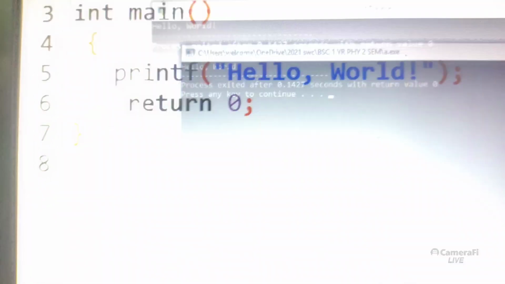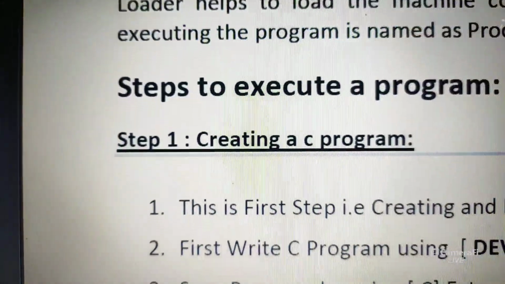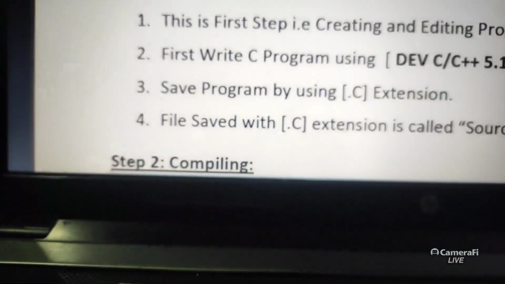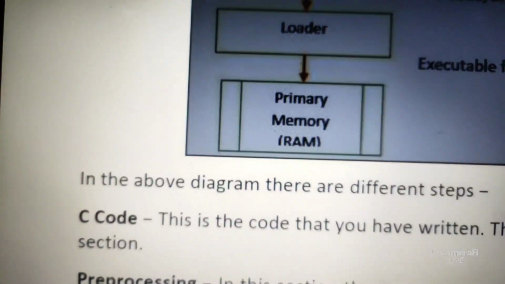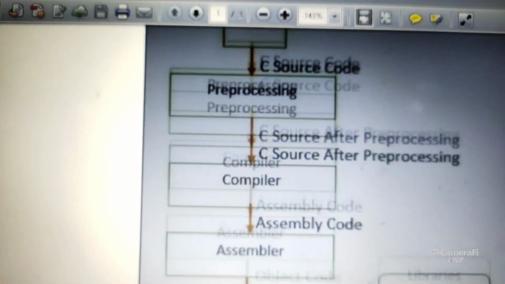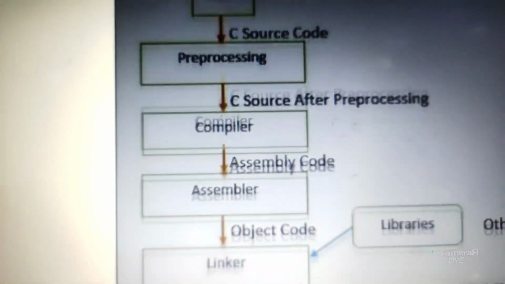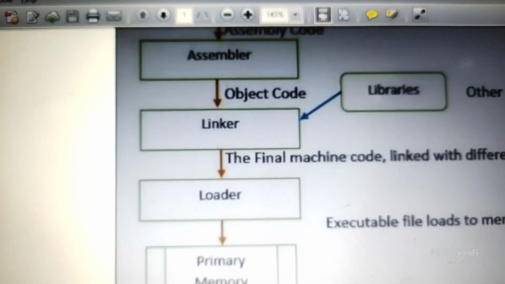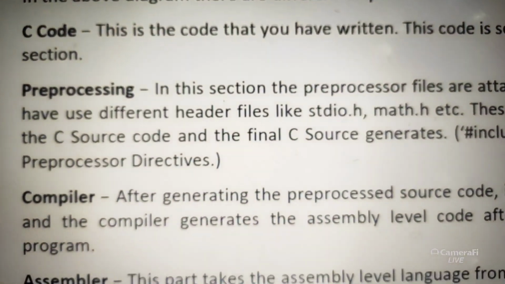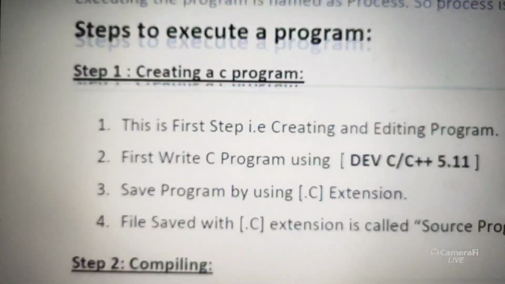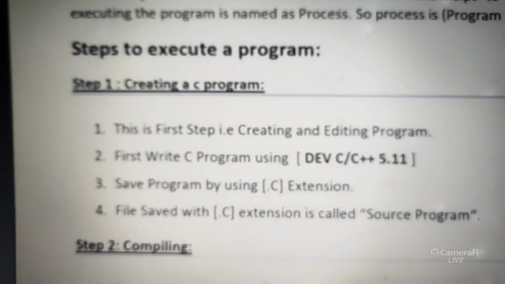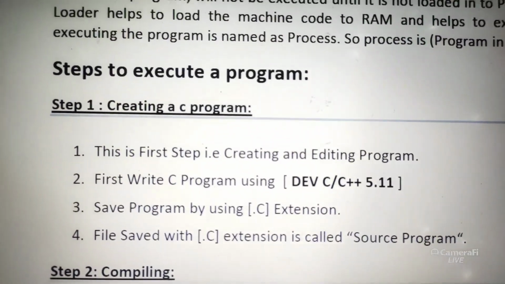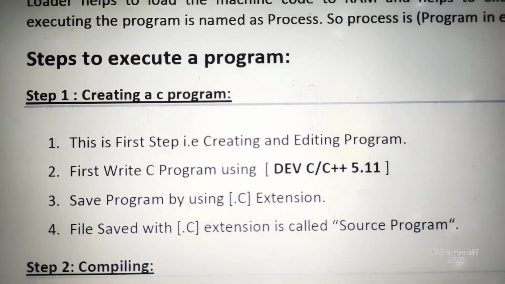So the user will do only three steps, but this diagram shows the internal execution of a C program. Internally there are these many phases or steps, but according to the user, the programmer, there are only three steps. So those are the steps to execute a program.